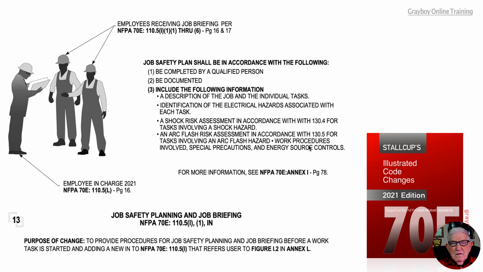So the informational note right here, for more information, we would want to see 70E, the Annex I, on page 78. And notice here, there's a person in charge with this particular task, according to the 2021 edition of 70E. And of course, to learn more about this person in charge and why they're required, see 110.5L in 70E on page 16.